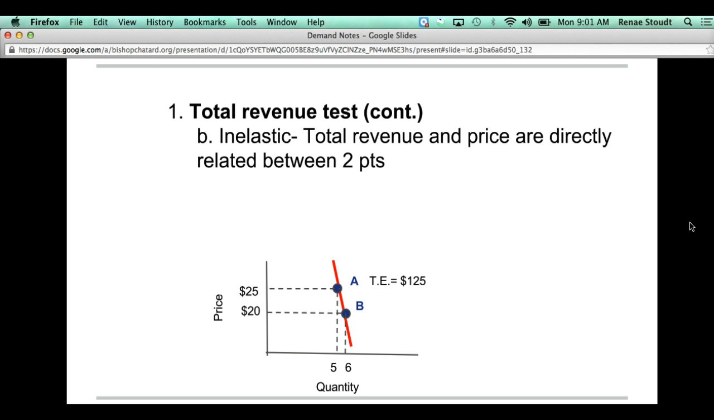So it still follows the law of demand. We still had a price drop. We still had an increase in quantity. But in this case, our increase in quantity was very low. So $20 times 6 will give our total revenue at point B, which is 120. So our total revenue, that should be TR. Total revenue is 120. So going from point A to point B, what happened to my price?